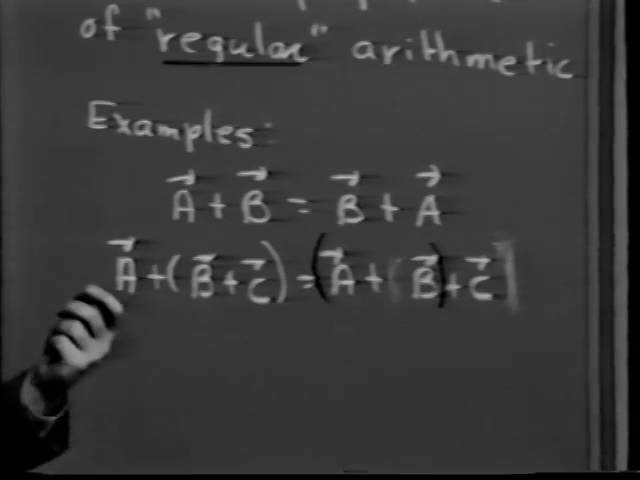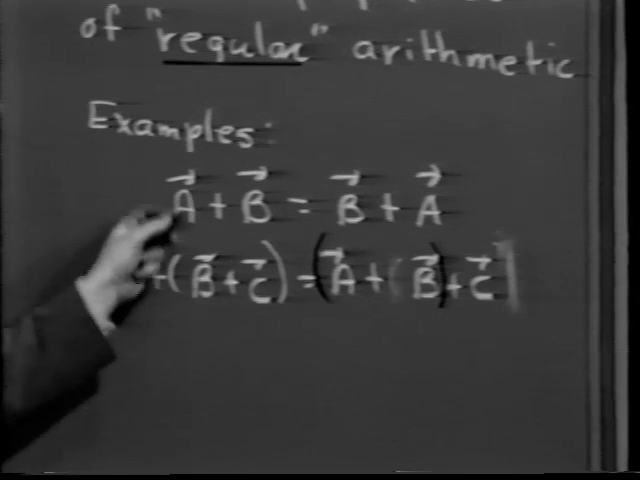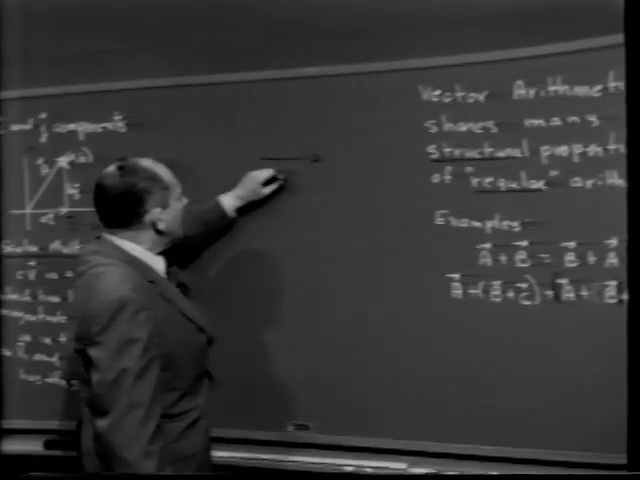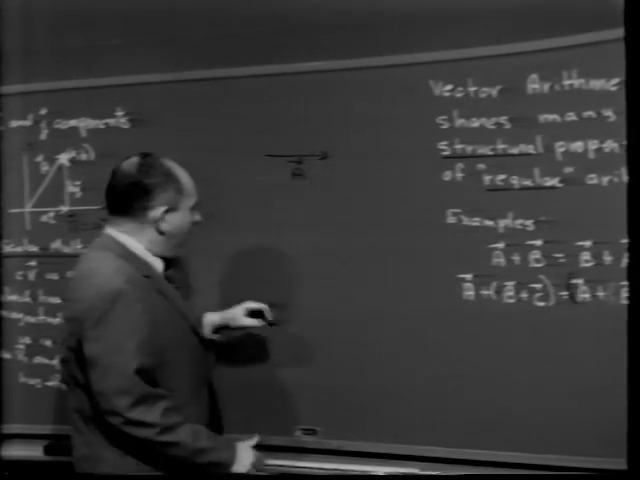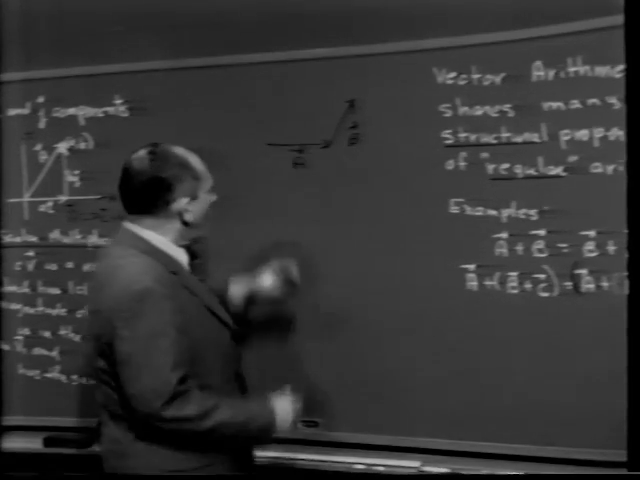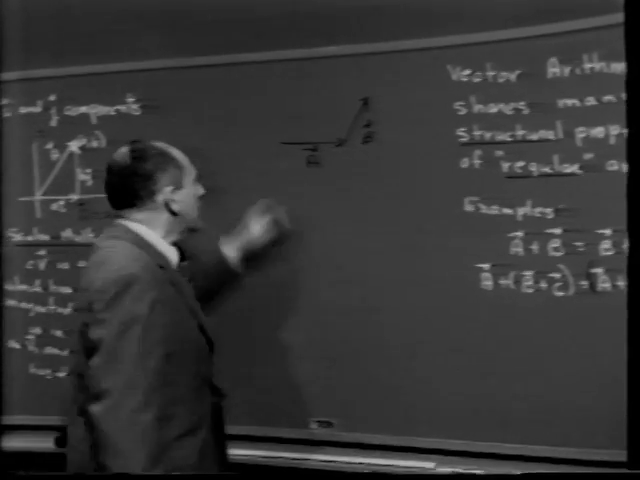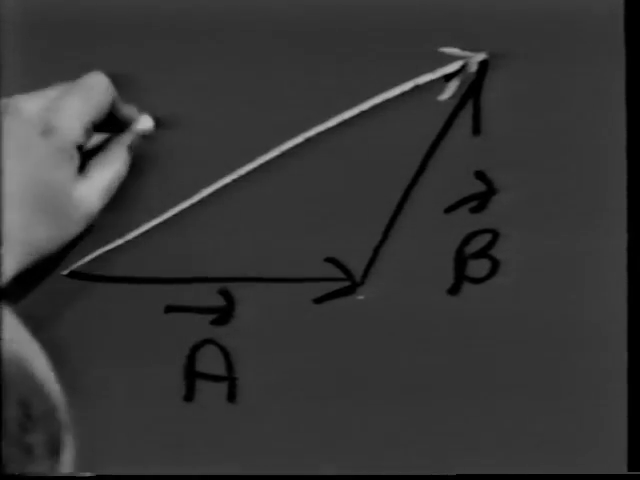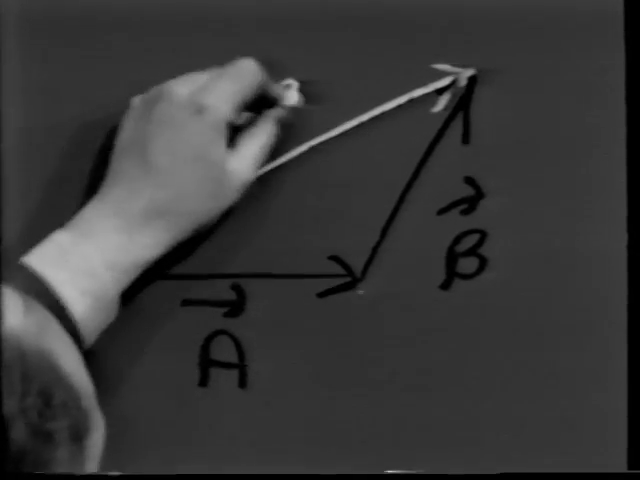Arrows. I defined what addition meant. Let's take a look and see what a plus b means. If this is the vector a, and this is the vector b, then what is the vector a plus b? By definition of how you add 2 vectors, this vector here would be a plus b.